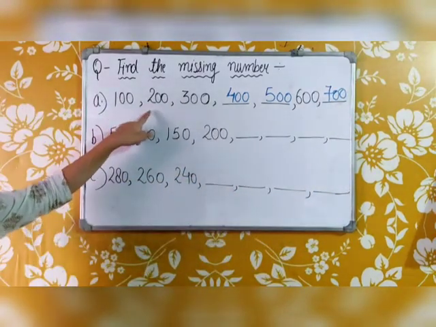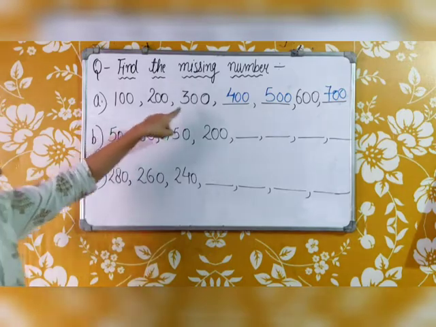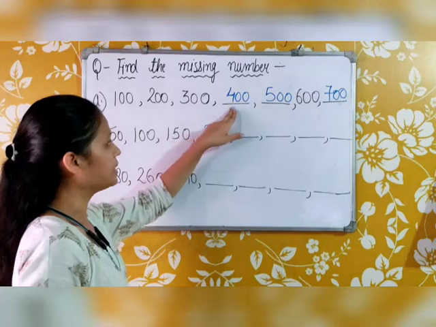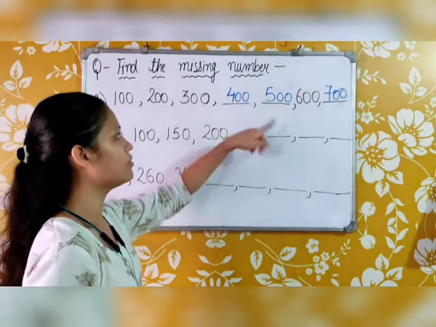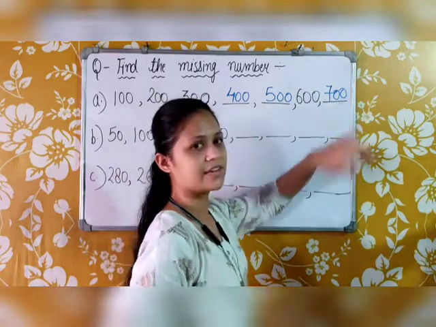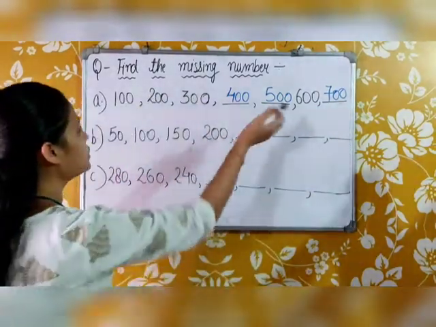100, then a gap of 100, 200. Then again a gap of 100, then 300. Then again a gap of 100, then it becomes 400. Then again a gap of 100, then it is 500. Then again 600, then again 700. Okay, so we will do it like this.